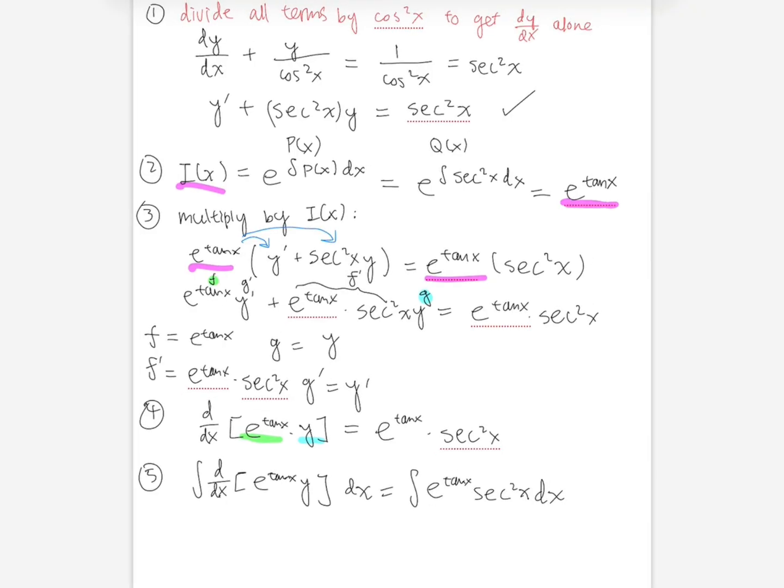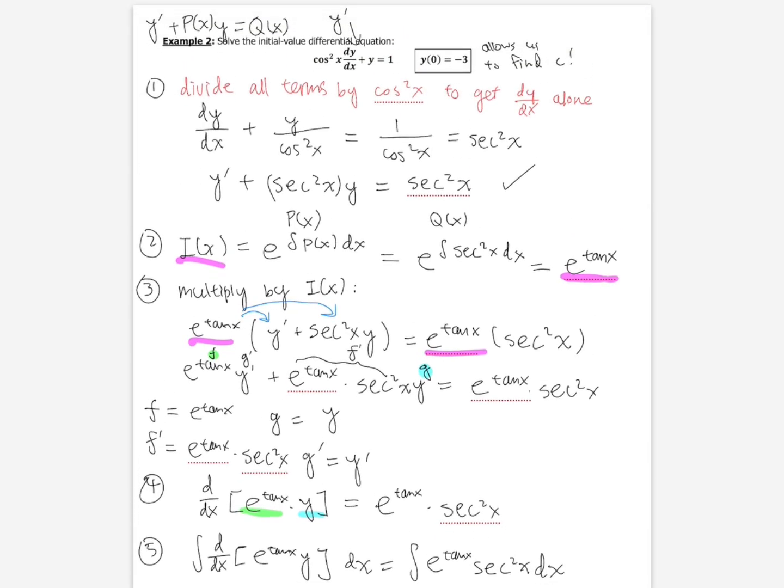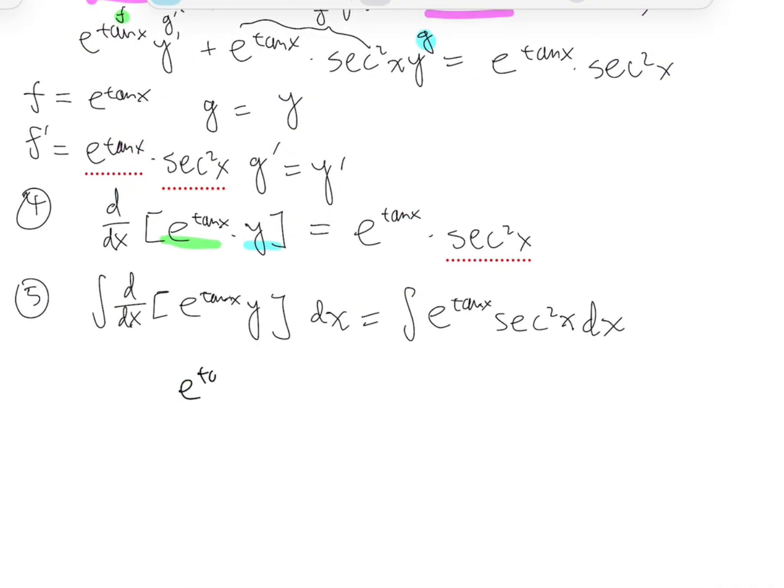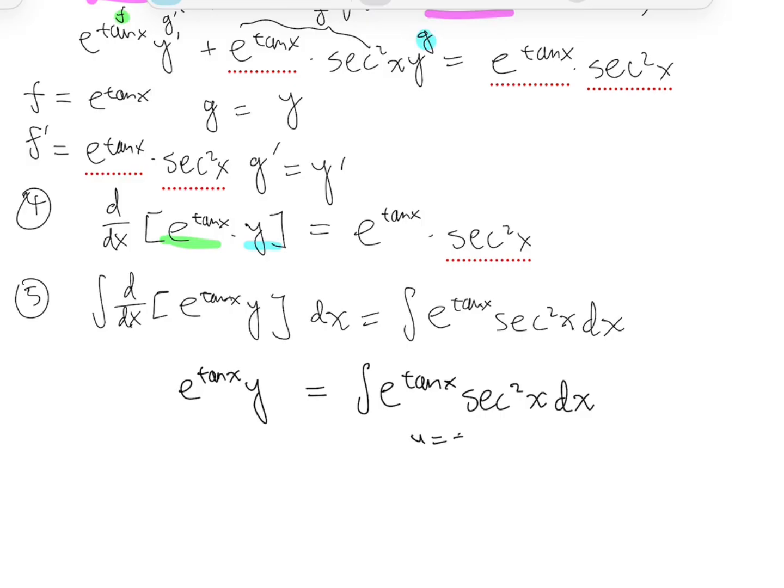And I'm running out of room here, so I'm just going to make everything a little bit smaller. And we're left with e to the tan x y equals the integral of e to the tan x secant squared x dx. Here we can just do a really simple u sub and let u equal tan x and du equal secant squared x dx to integrate this. I'll do that off to the side.